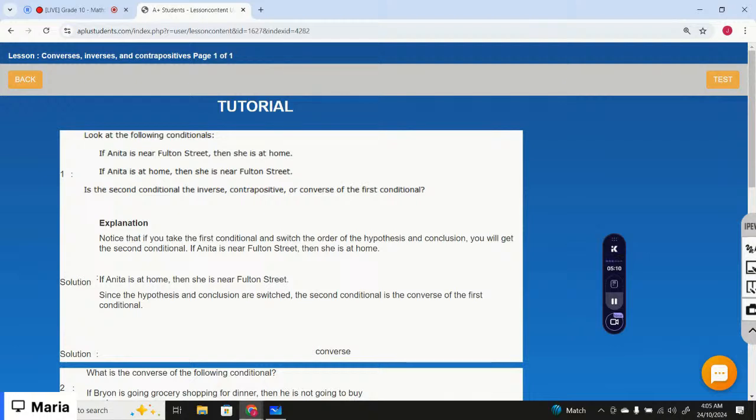Notice that if you take the first conditional and switch the order of the hypothesis and conclusion, you will get the second conditional. Like they both are same. If Anita is near Fulton Street, she is at home, and if Anita is at home, she is near Fulton Street. Since hypothesis and conclusion are switched, the second conditional is the converse of the first conditional. Got it? So when hypothesis and conclusion are switched, that means they are the converse. Got it?